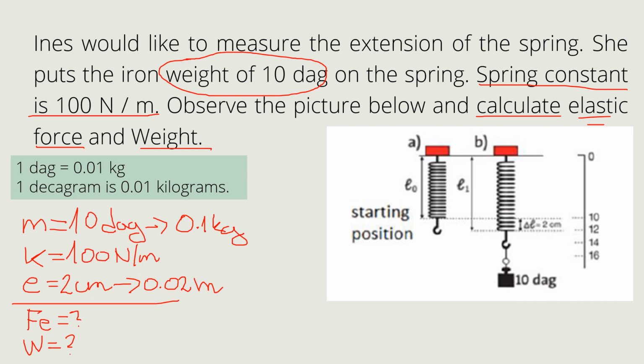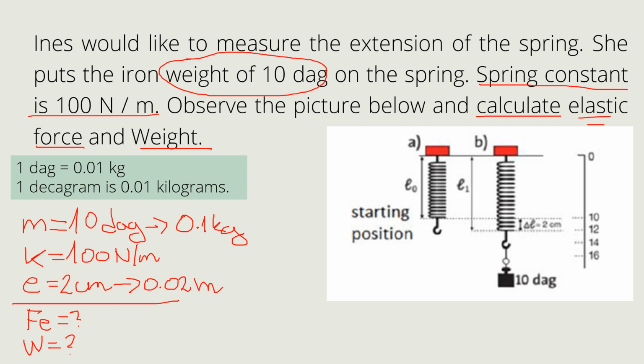You can check yourself. From meter to decimeter is 10, and from decimeter to centimeter is 10. So between meter and centimeter is 100. So if you multiply this by 100, you get 2. So now we have every conversion.